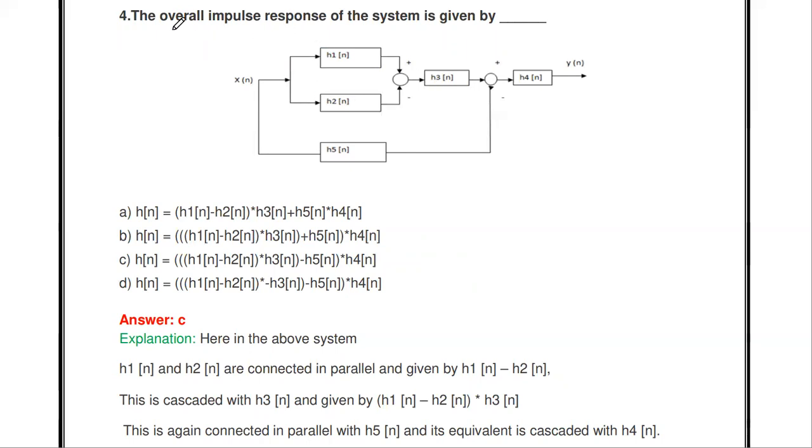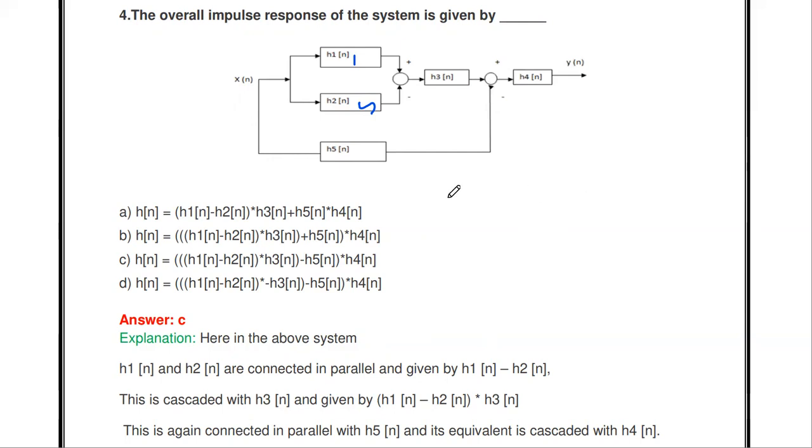So here you see the overall impulse response of the system. First, this is system 1 with impulse response h1. This is system 2. System 1 and system 2 are connected in which combination? Parallel. Then this parallel combination is connected in series with the third system, and this combination is connected in parallel with the fifth system, and finally it is connected with the last, fourth system. So we have to reduce the system, similar to the resistor reduction we studied in circuit analysis.